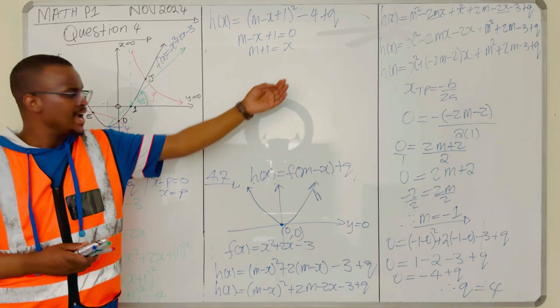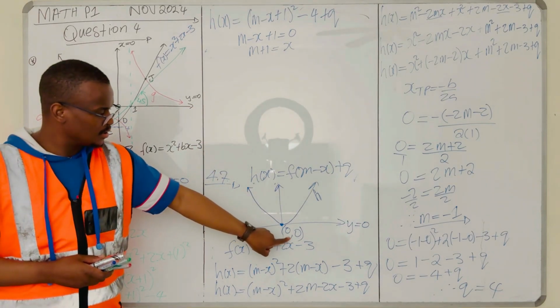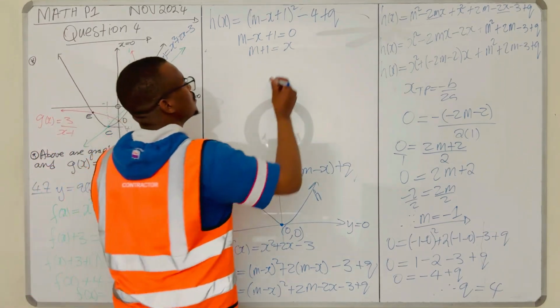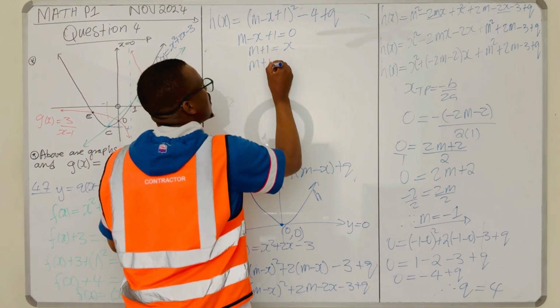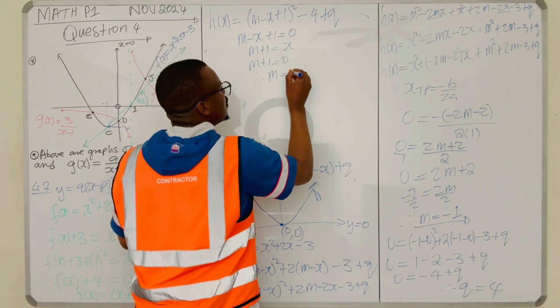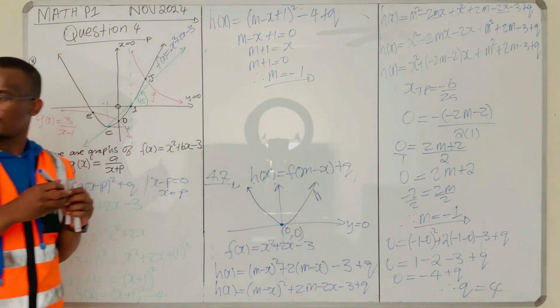It's the same thing. And we know now the turning point. What is the x coordinate of the turning point? 0. So, which means your m plus 1 is equal to 0. Therefore your m is equal to minus 1.